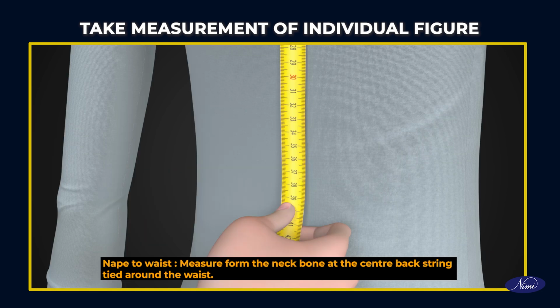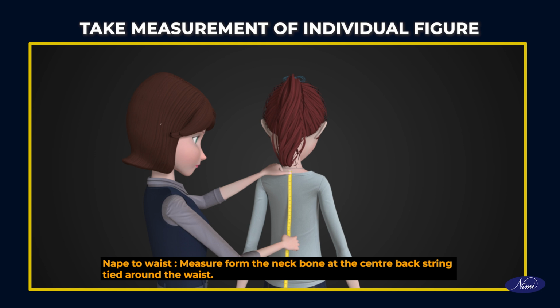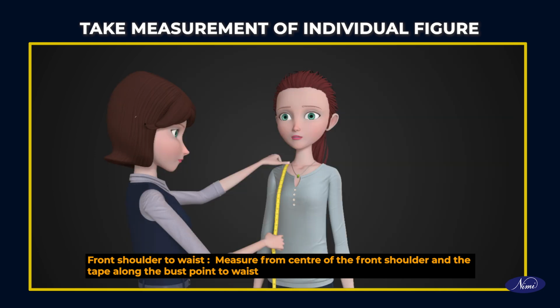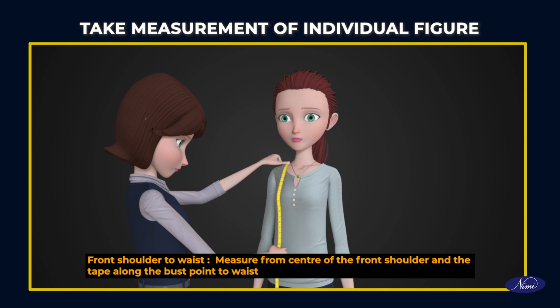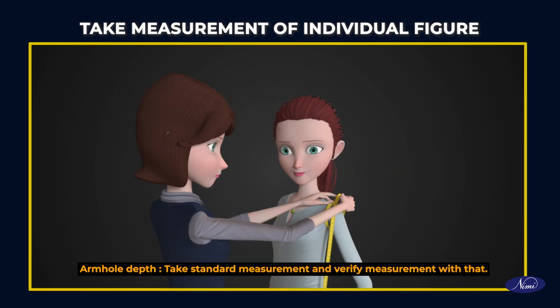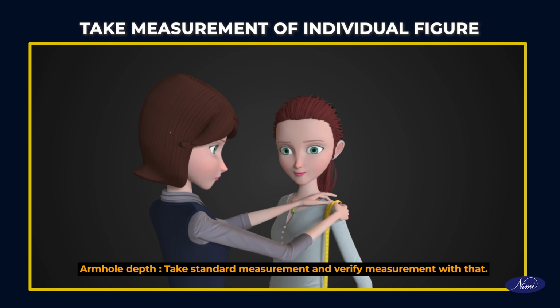Nape to waist. Measure from the neck bone at the center back to a string tied around the waist. Front shoulder to waist. Measure from center of the front shoulder and tape along the bust point to waist. Armhole depth. Take standard measurement and verify measurement with that.